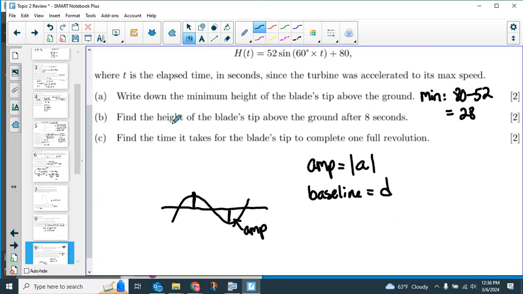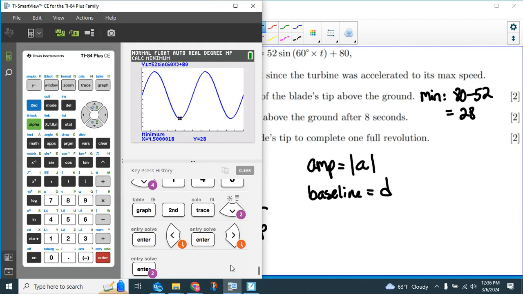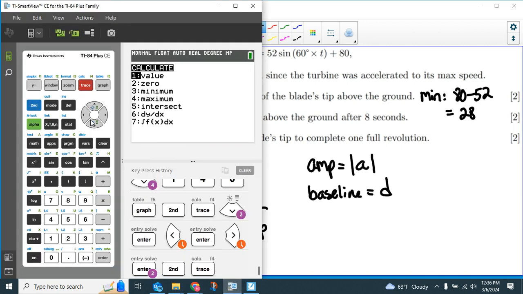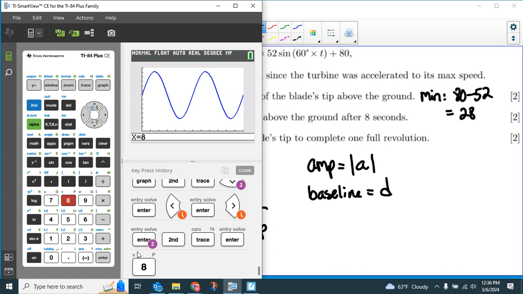Okay. Find the height of the blade's tip above the ground after 8 seconds. Okay, now we can just plug 8 into this, right? However, if you already have it graphed, you can hit second trace again. See this first option, value? If you hit enter on there, you can type in whatever X value you want, and it'll give you the Y value. So 125.03332. All right, of course, to 3 sig figs, 125.